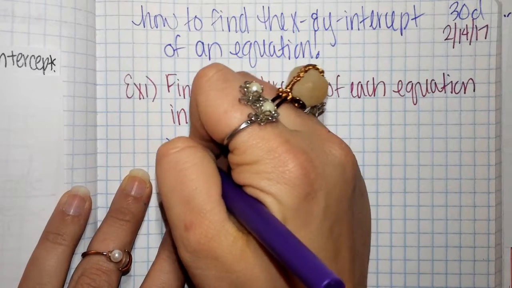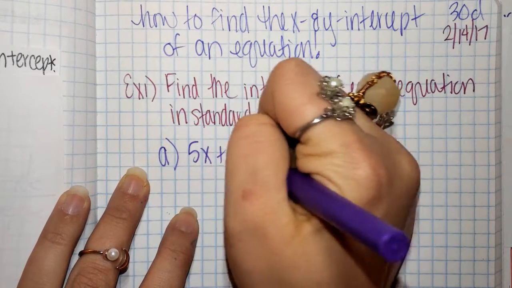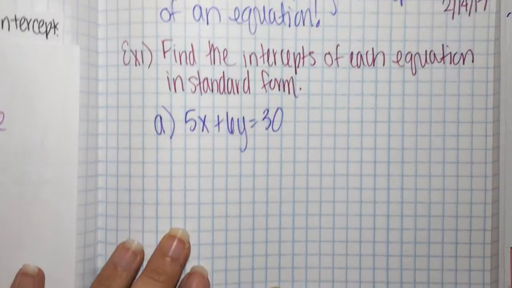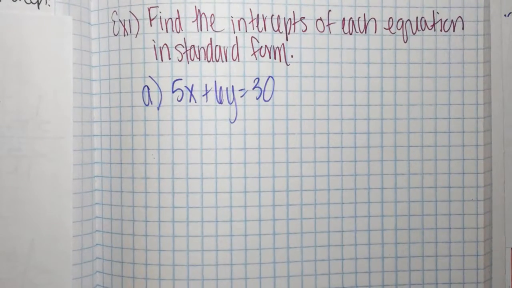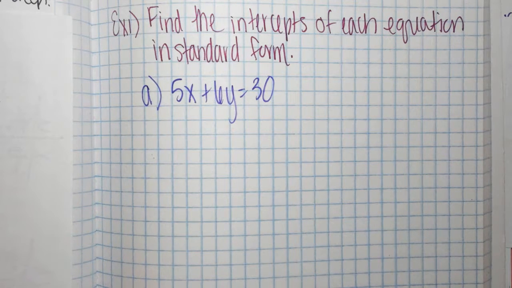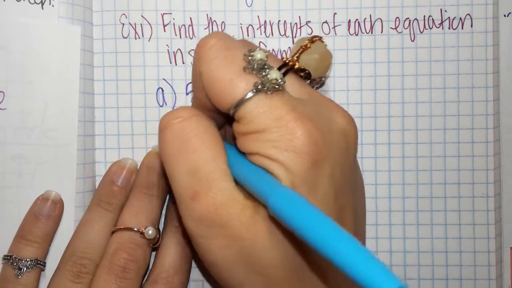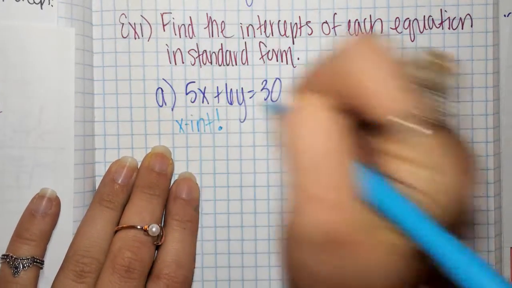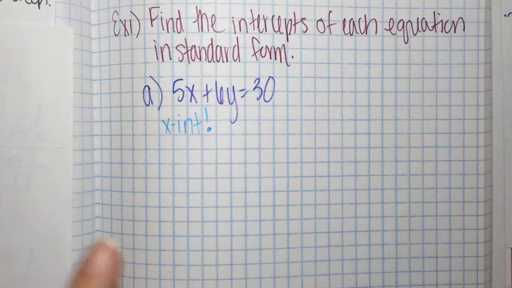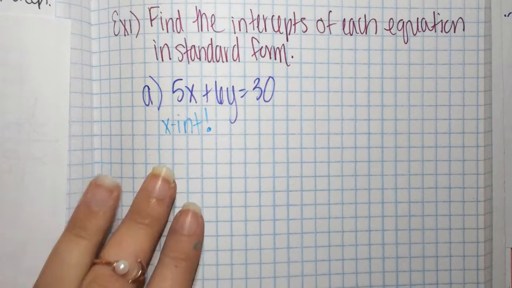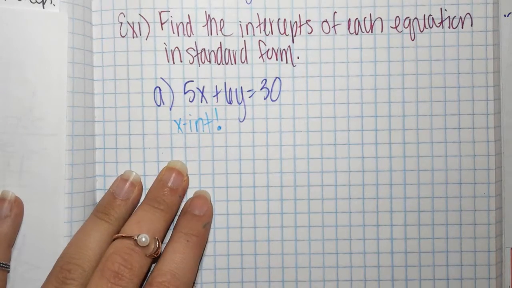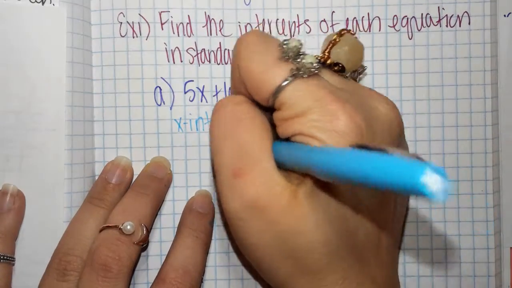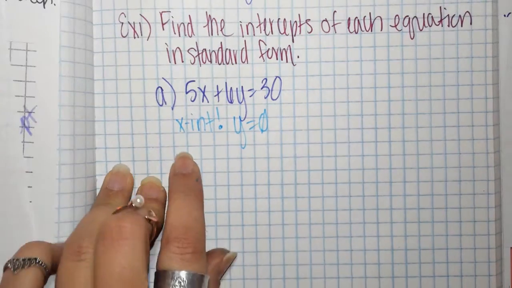All right, so our first equation is going to be 5x plus 6y equals 30. So the first thing that we're going to find is our x-intercept. Now again, tell me one more time, what do we know is always true about our x-intercept? 0. What's 0? X and Y. Y is 0. Very good. So y equals 0 on our x-intercept. So I want you to write that.